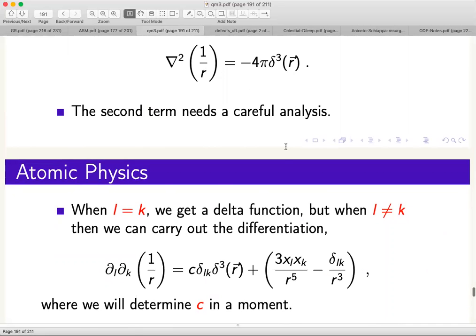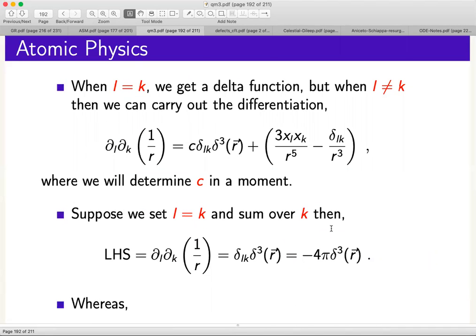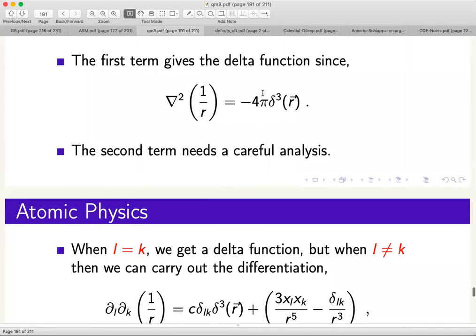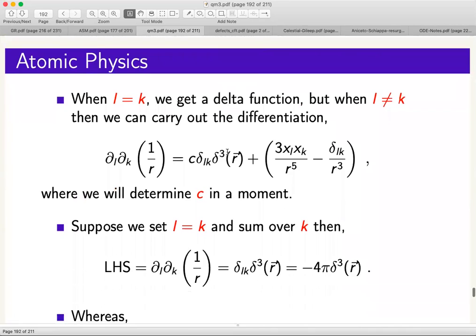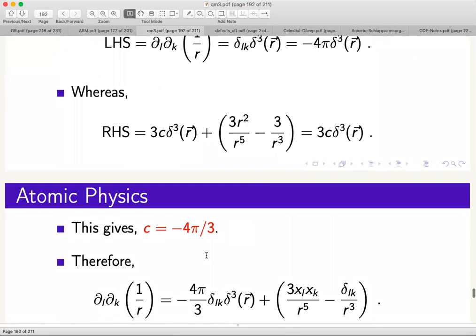Okay, so if you do that, then you can check that the left hand side of this expression, of course, would give you a delta function. And that quantity is, of course, as we saw, that when L is equal to K, it will give you minus 4 pi times the delta function. That's the kind of normalization we use. So with respect to that, on the right hand side, this term would cancel out, and this term would give you a contribution which is 3 times your delta LK summed. So that will give you 3 times C times the delta function. So if you compare those two quantities, you find that you can determine C equals minus 4 pi by 3.